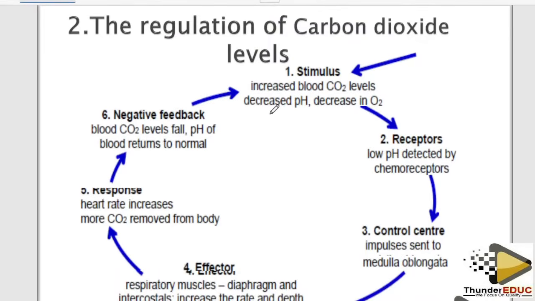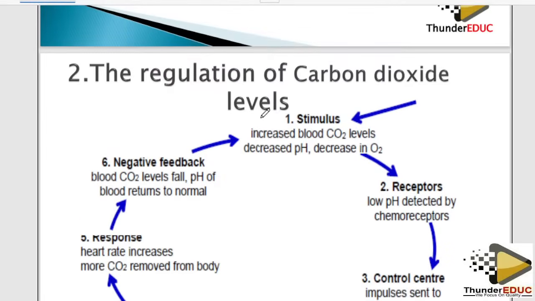All right, let's go to regulation of carbon dioxide in the body. How is carbon dioxide regulated? Guys, I told you that for the case of carbon dioxide, it only has one way. It doesn't have two ways.